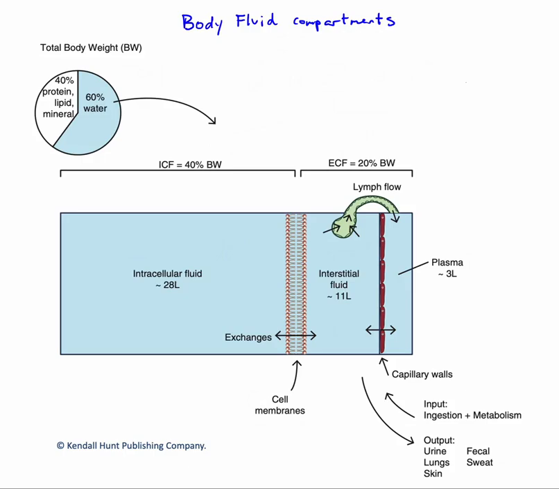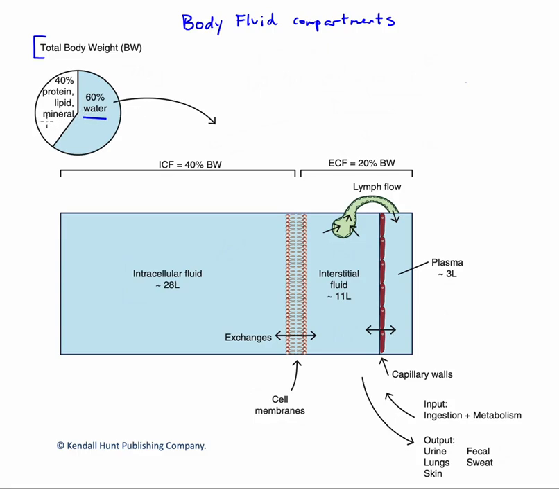Here we'll talk a little bit about body fluid compartments, their separations, and their volumes. Let's start here at the upper left, and we're going to use a model of our total body weight of this circle. In other words, this circle represents our entire body. And what we can see is that we are, on average, about 60% water by weight.